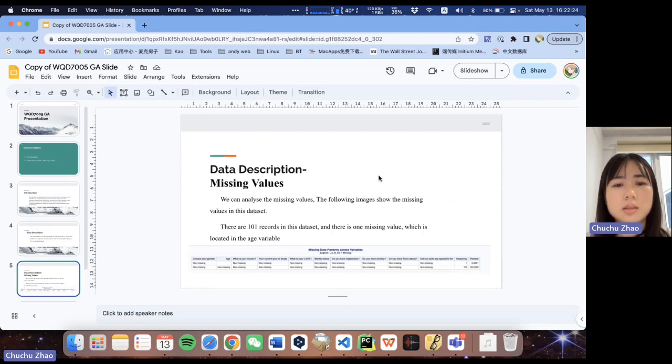Then data description, missing values. We can analyze the missing values. The following images show the missing values in this dataset. There are 101 records in this dataset, and there is one missing value, which is located in the age variable.